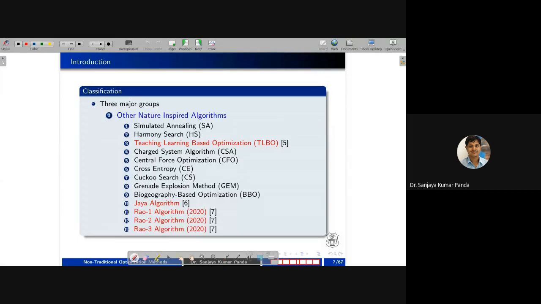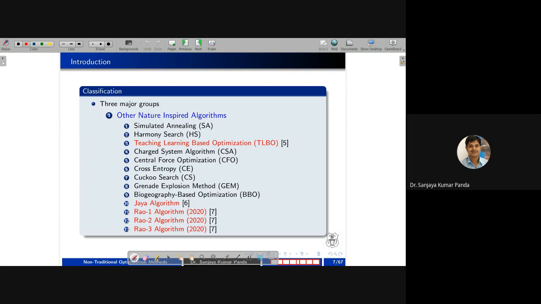Like simulated annealing, which is quite old but a very famous algorithm. Harmony search, charge system algorithm, central force optimization, cross entropy, cuckoo search, grenade explosion method, and biogeography based optimization. These all belong to the other nature inspired algorithms.